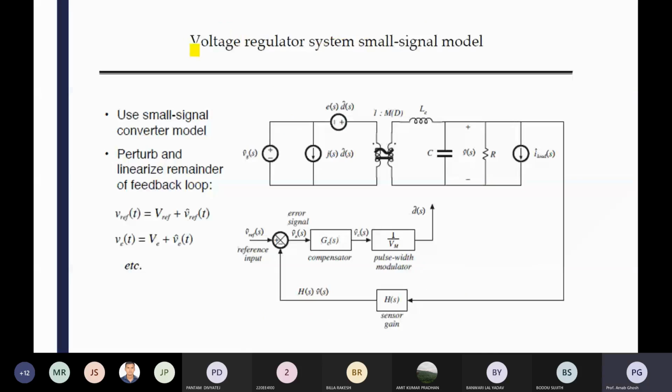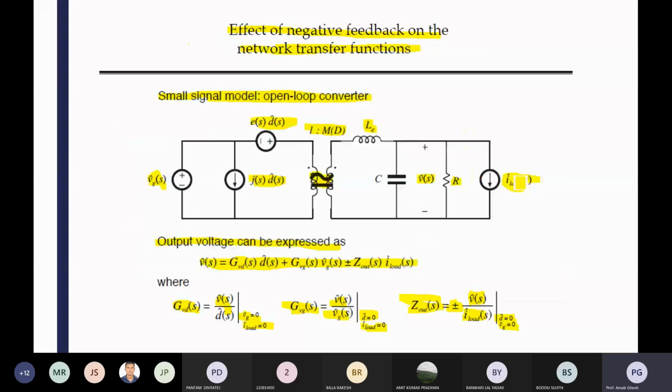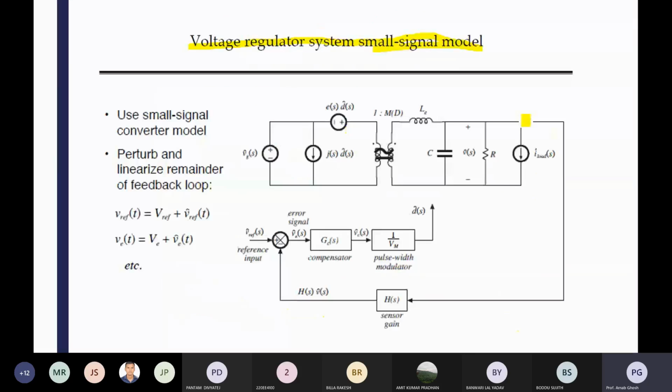Then the voltage regulation system, the small signal model. Same thing, now it is your structure. Previously you saw the structure with output current. That output voltage you have now sensed over here, and it is your sensor gain. After the sensor gain, it is a multiplication. The output voltage is VT. After the sensor, how much value will be there? HS times V cap S, where HS is the sensor gain.